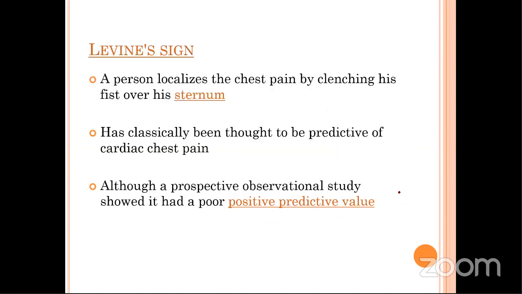Now this Levine sign, what is this sign? The person with a pain in MI will localize the chest pain by clenching his fist over his sternum. So this is how the patient usually presents to you or shows you how the pain is bothering him. And this has classically been thought to be predictive of cardiac chest pain. Although in a prospective observational study, it has a poor positive predictive value.